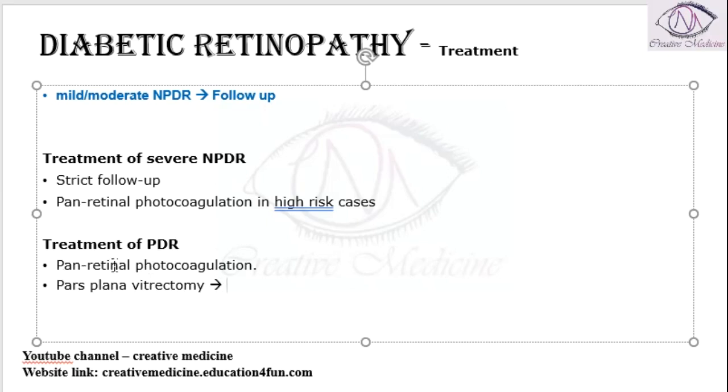Pars plana vitrectomy is done when there is retinal detachment or if there is any vitreous hemorrhage. If the patient has persistent vitreous hemorrhage or if the patient has retinal detachment, in such cases you should do pars plana vitrectomy for proliferative diabetic retinopathy.